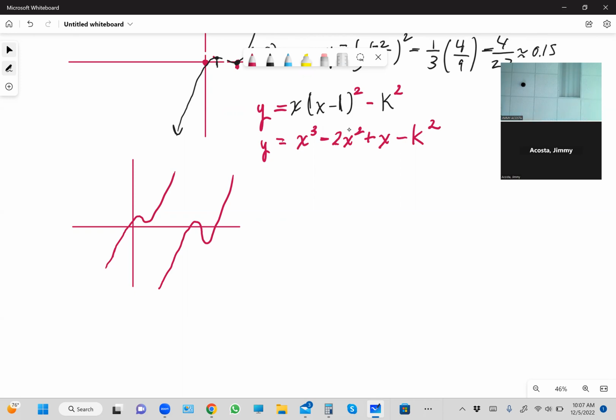If we pick 0 for k, nothing changes, right? If we pick 1 for k, it goes up. It goes down as k goes less than 0. Well, the thing is, we need this k squared to be negative. Is that even possible? So that's a great question.